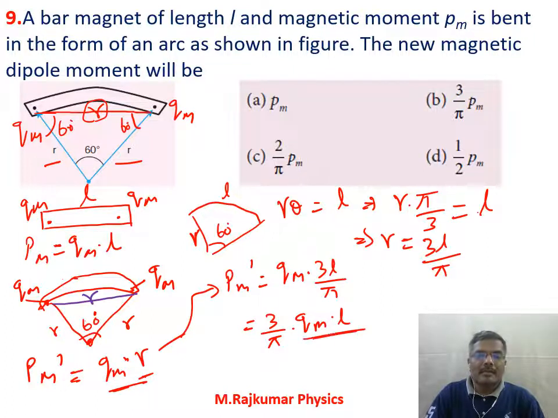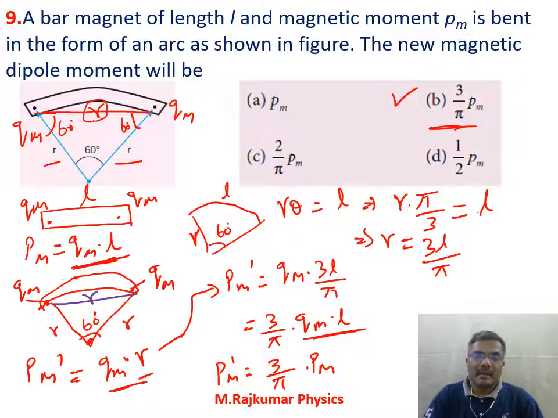What is this qm into L? That is the unbent, straight magnetic moment, which is qm into L. So this I can write as 3 by pi into Pm. So this is the magnetic moment of the bent bar magnet. So the answer should be this one, B. So option B is the right answer.